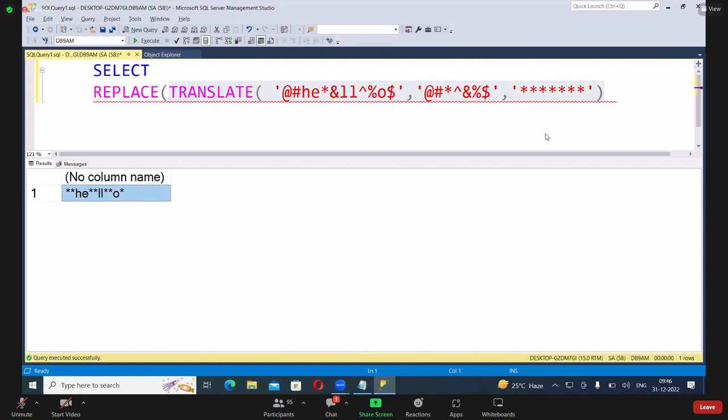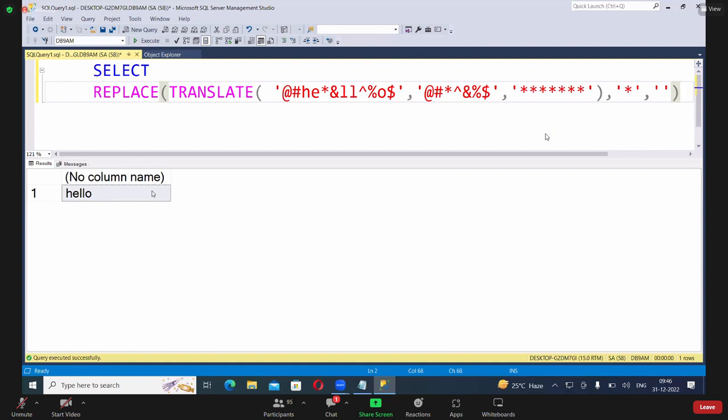Then in this, what do you want to replace? Star. Star with what? Null. Open single quotes and close. Now let me run this here. Then, hello. Okay? Understood?